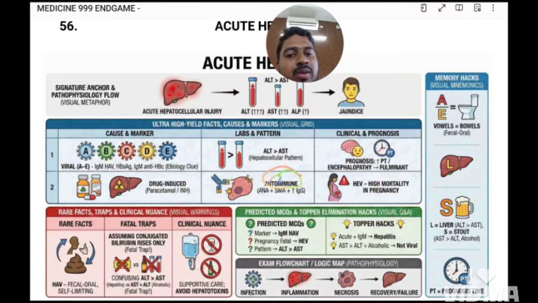Now, autoimmune causes are also there. We call it autoimmune hepatitis, and in this we get 3 types. Okay, there are 3 types of autoimmune hepatitis. In that, smooth muscle antibody will be increased, ANA will be increased, and there will be increased IgG, and this will be more common in females. Okay, next, hepatitis E virus has high mortality in pregnancy.